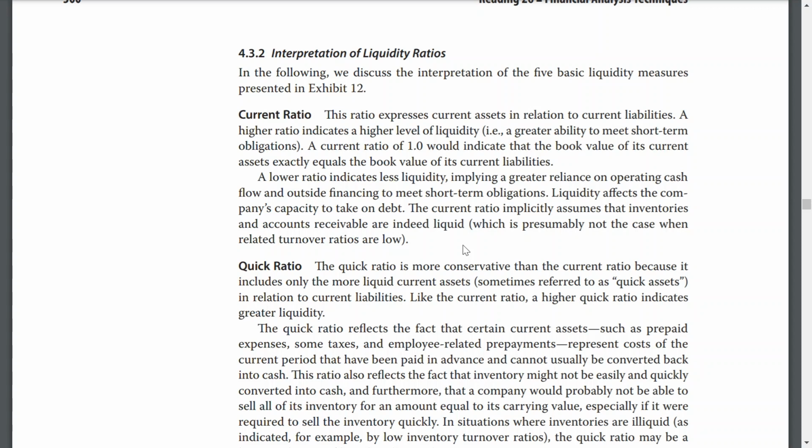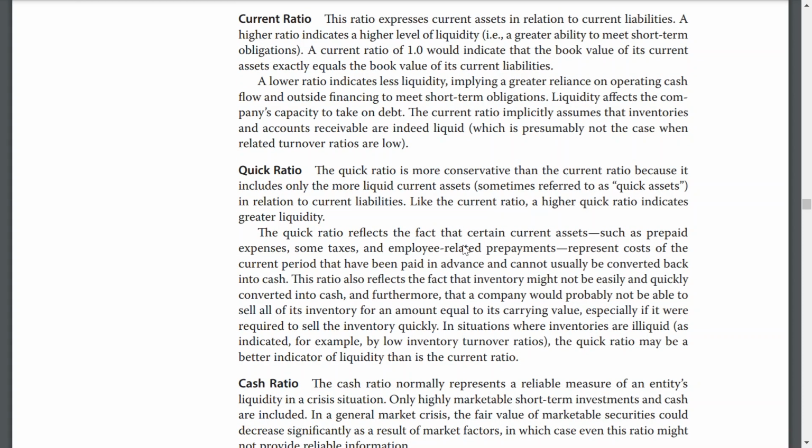Liquidity affects the company's capacity to take on debt. The current ratio implicitly assumes that inventories and accounts receivable are indeed liquid. Quick ratios. The quick ratio is more conservative than the current ratio because it includes only the most liquid current assets. In relation to the current liabilities, like the current ratio, a higher quick ratio indicates greater liquidity.